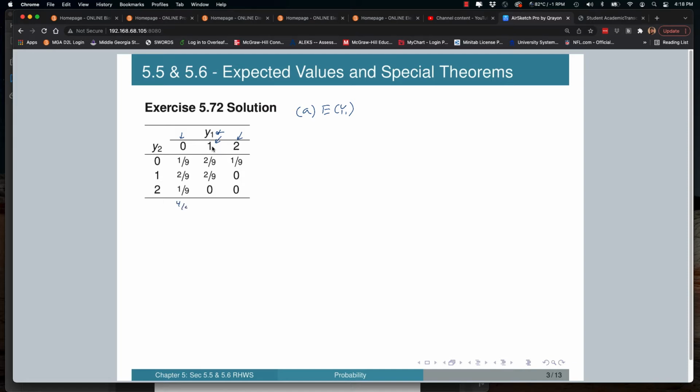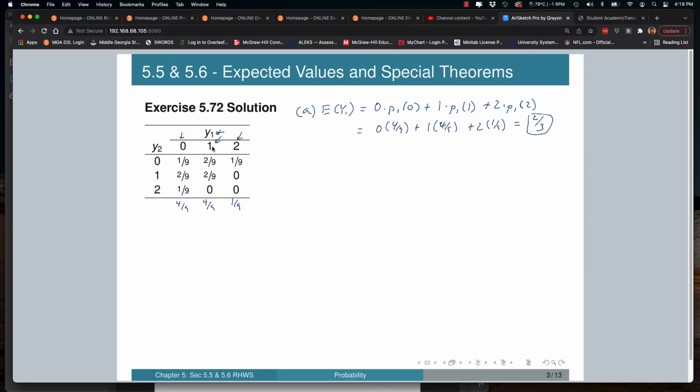Sum up the columns' probability values, like that, and then just think about it as 0 times the marginal probability that Y sub 1 equals 0. So it would be 0 times p sub 1 of 0 plus 1 times p sub 1 of 1 plus 2 times p sub 1 of 2. Which is just 0 times 4/9 plus 1 times 4/9 plus 2 times 1/9, which should give us an expected value for Y sub 1 of 2/3.